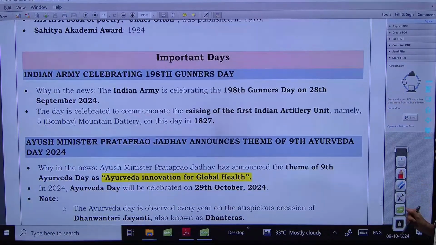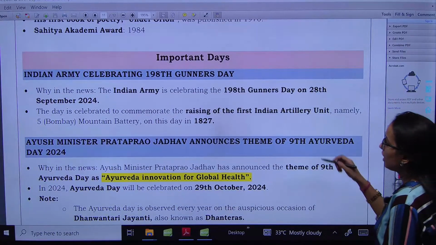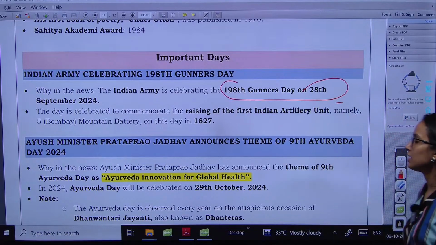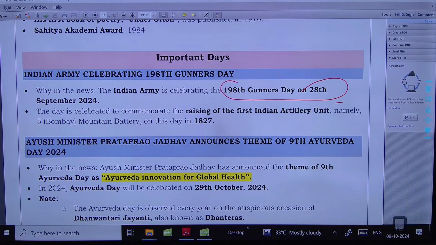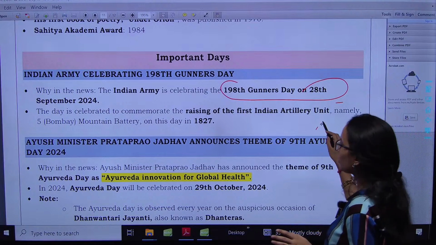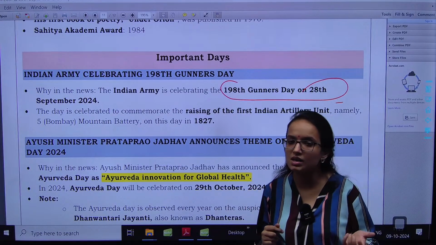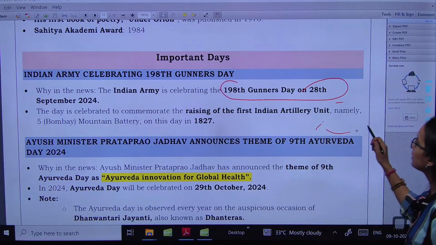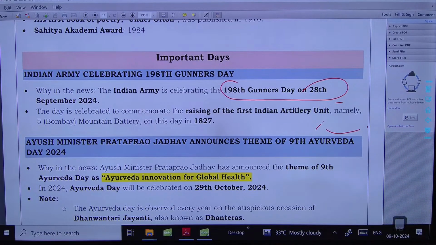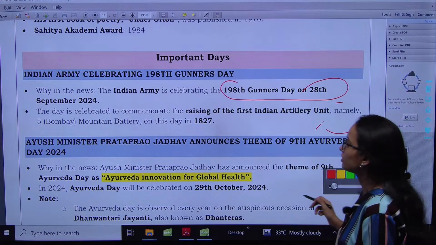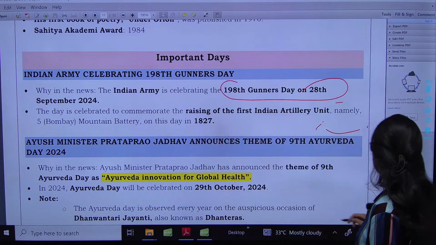In important days, the Indian Army celebrated the 198th Gunners Day on 28th September. Remember, Gunners Day on 28th September, celebrated by the Indian Army. When the first Indian artillery unit, you all know, so these are the units in the army, the infantry, the artillery. Artillery holds these guns and operates the rifles and all, right? So the artillery unit, namely 5 Bombay Mountain Battery, was constituted on this day in 1827.